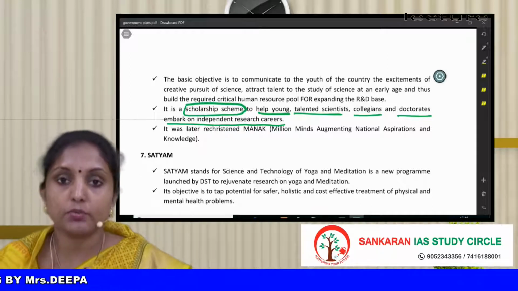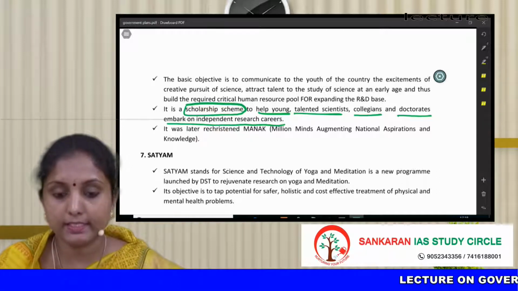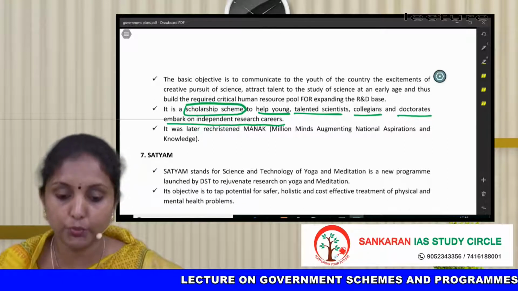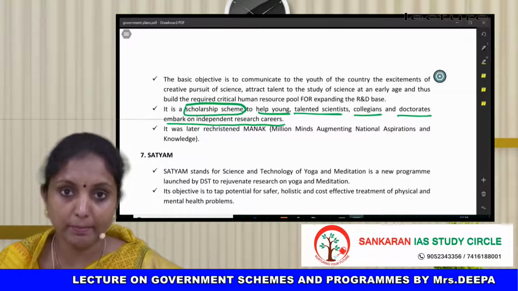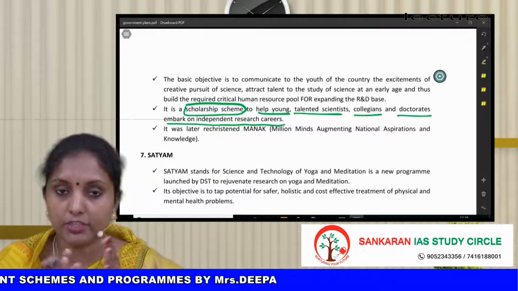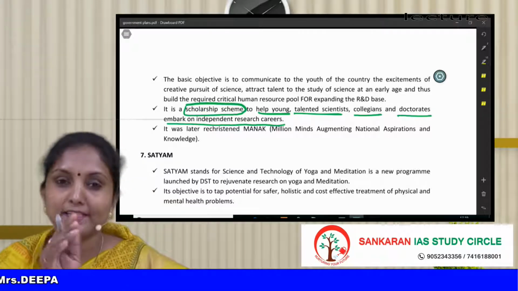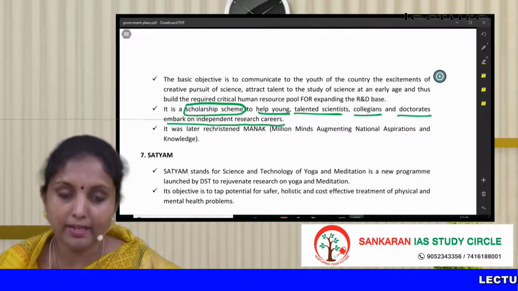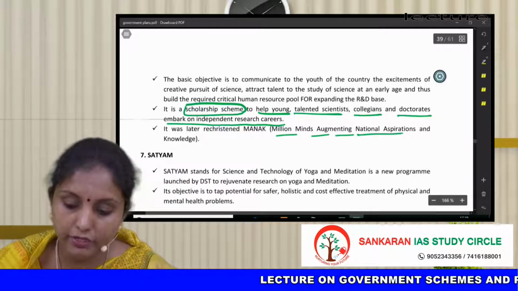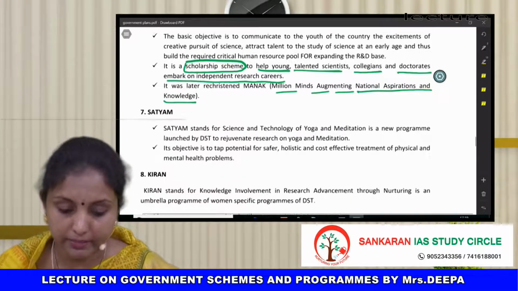Inspire means it is original Inspire, but the expansion says something which is related to the innovation. If at all you want to recall or remember this program, you can think that yes, youths are inspired to do something. So in that itself, it was there. That Inspire word was changed as Manak later. What is that? Manak, M-A-N-A-K. It is a kind of abbreviation: Million Minds Augmenting National Aspirations and Knowledge is the abbreviation for Manak.